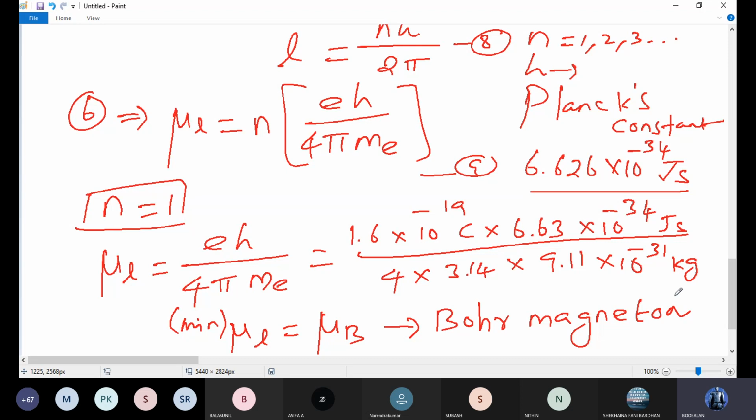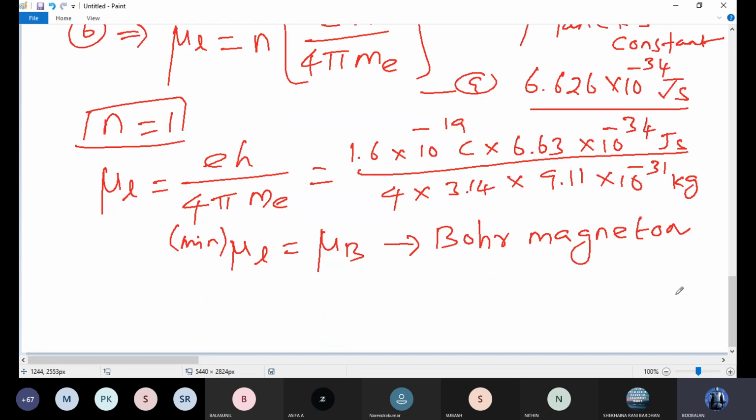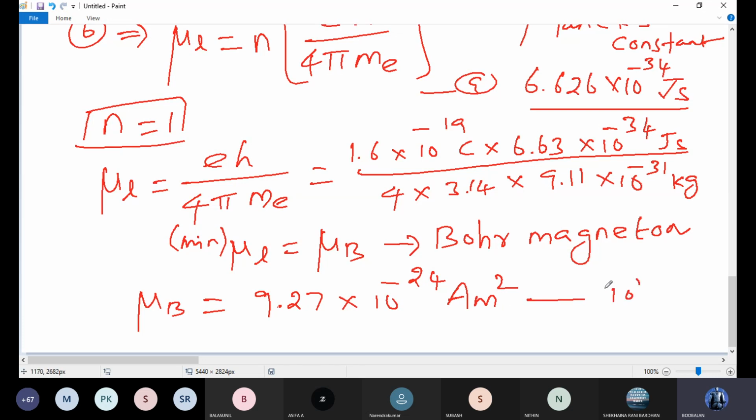So finally you will get the answer mu B. Mu B means Bohr magneton. It is equal to 9.27 into 10 power minus 24 ampere meter square. This is equation number 10. Please take a note.